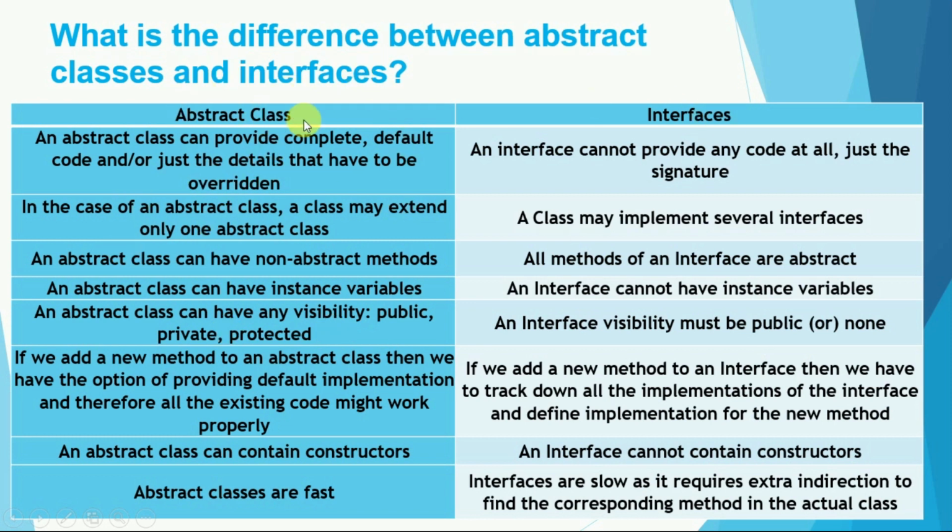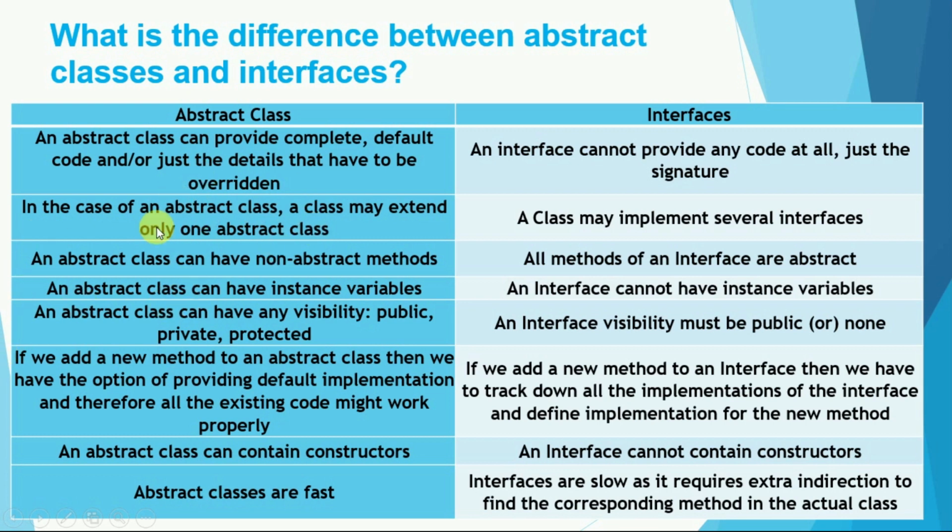What is the difference between an abstract class and an interface? We already talked about interface and abstract class, but what is the actual difference, and what is the actual purpose of each? An abstract class can provide complete default code and or just the details that have to be overridden, but an interface cannot provide any code at all, just the signature. We have only empty methods inside the interface. We can't write a body or provide any code inside that method.